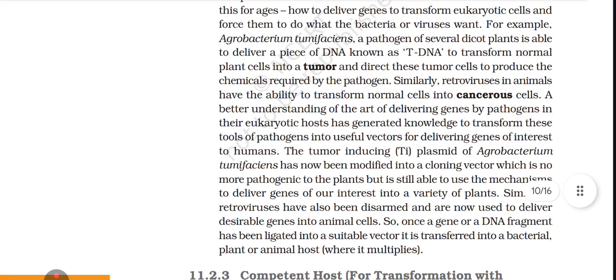The tumor-inducing Ti plasmid of Agrobacterium tumefaciens has now been modified into a cloning vector which is no more pathogenic to the plants but is still able to use the mechanism to deliver genes of our interest into a variety of plants.